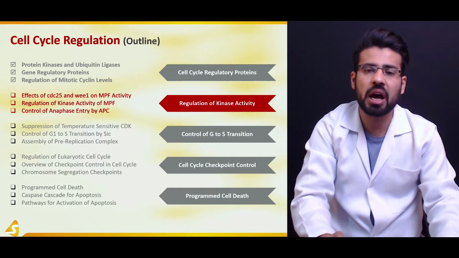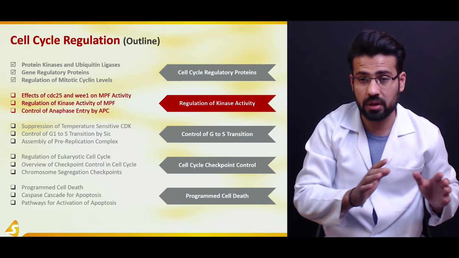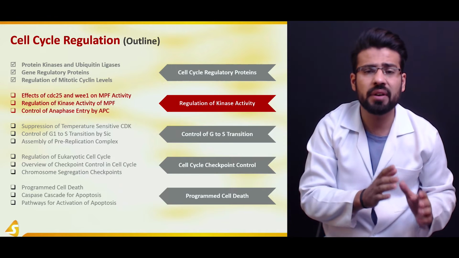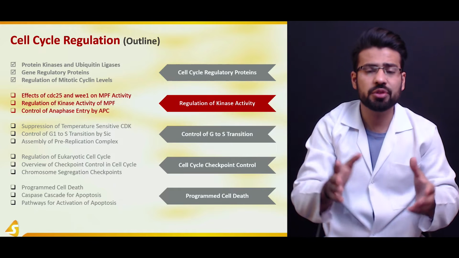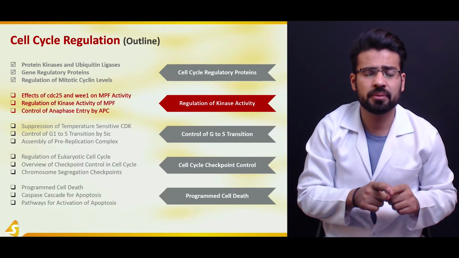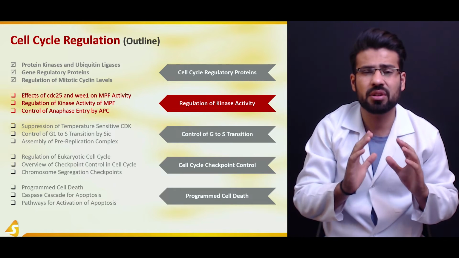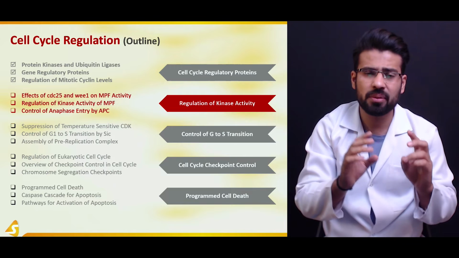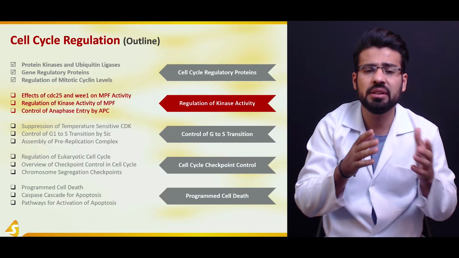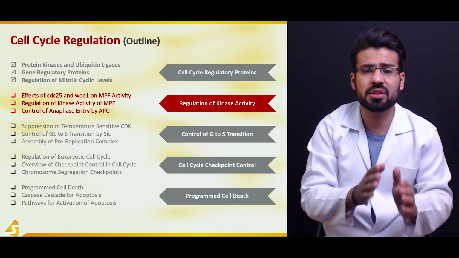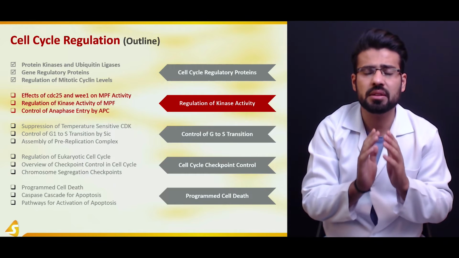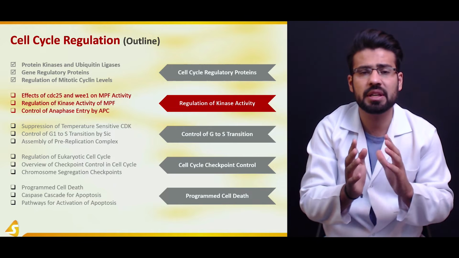This would be followed by the discussion of regulation of kinase activity of mitosis promoting factor, and we are going to look at how the activity of Wee1 and CDC25 causes phosphorylation of the inhibitory residues at particular points, and how this inhibitory phosphorylation is removed by the action of CDC25.